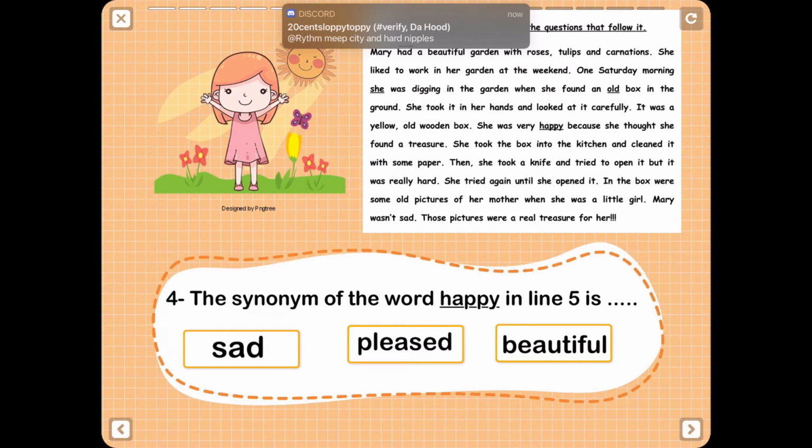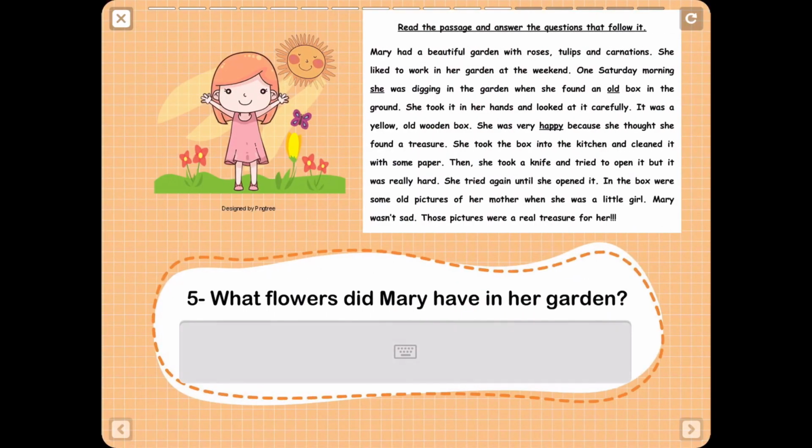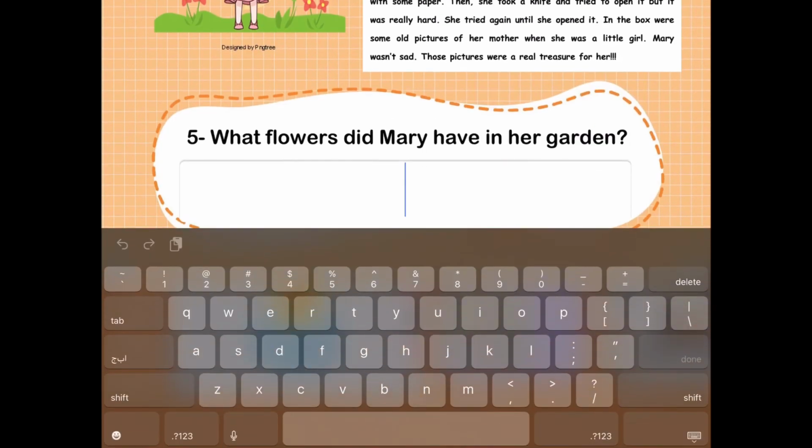Number 4, the synonym of the word happy in line 5 is sad, pleased, or beautiful. The same meaning of the word happy. What's the word that has the same meaning? Pleased, yes, very good. The word happy means pleased. Number 5, what flowers did Mary have in her garden? Read the passage and find out the kind of flowers that Mary had in her garden. She had tulips and carnations. Very good.